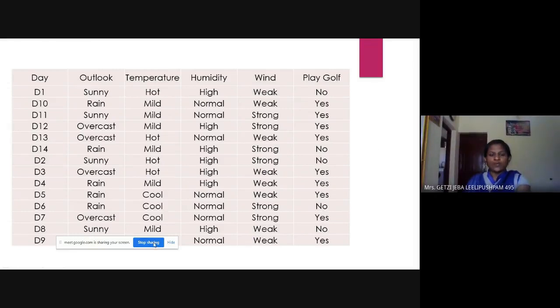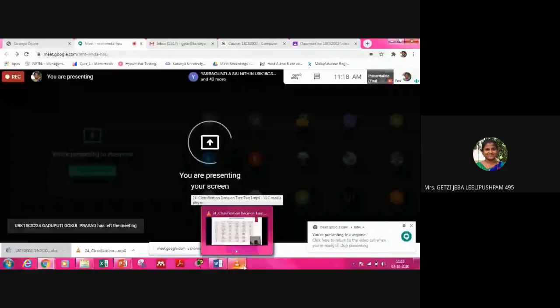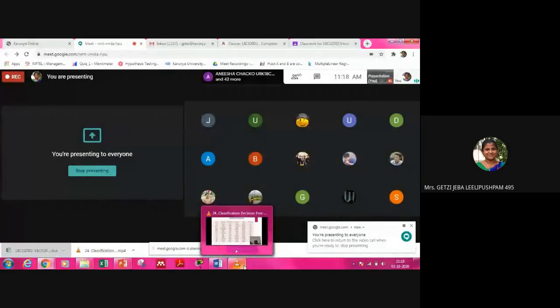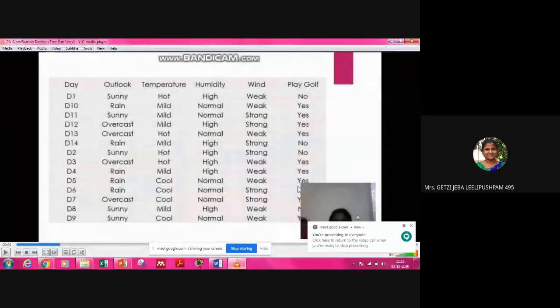I will show you that video. Just give me some time to share the video. I want everybody to listen to that video. It's a numerical example that shows how the entropy is calculated. Please have a look at it very clearly. The video will also be uploaded in the GCR. You can later on go and check that video also.